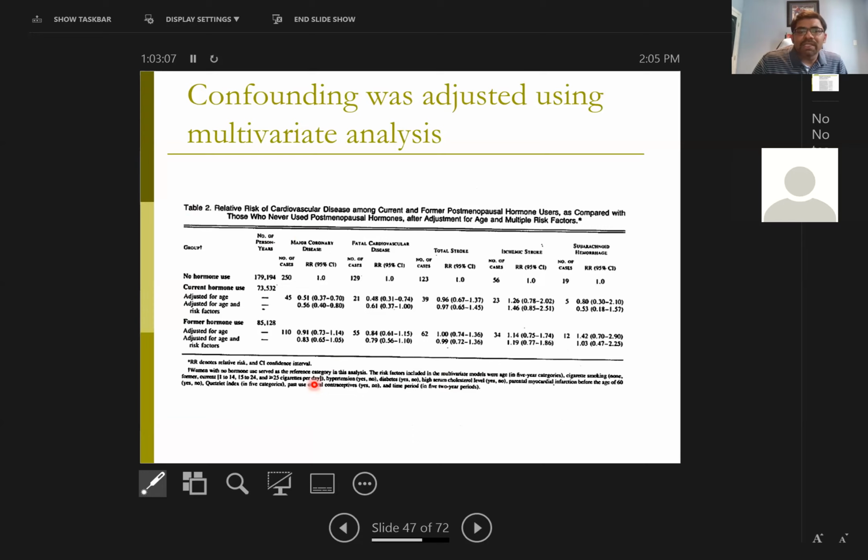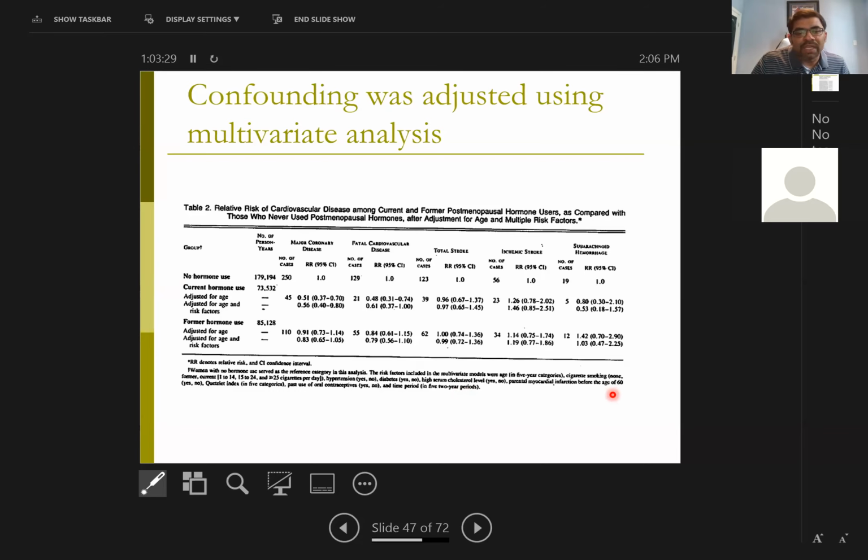And yes, they did adjust for confounding. See, that's the original cohort study paper. They adjusted for age and a whole bunch of risk factors, right? So they were worried about confounding because they thought women who took HRT would be very different from women who did not take HRT, and they tried to adjust for it, right?